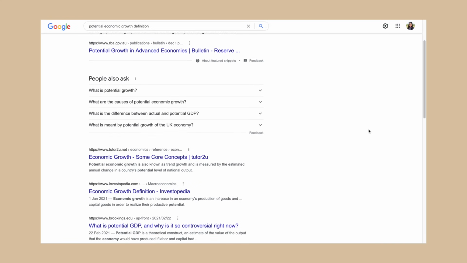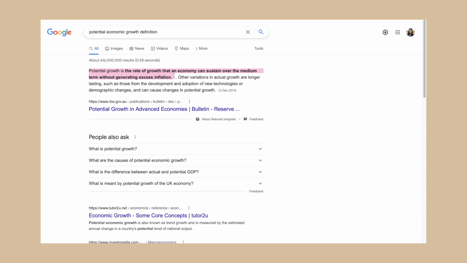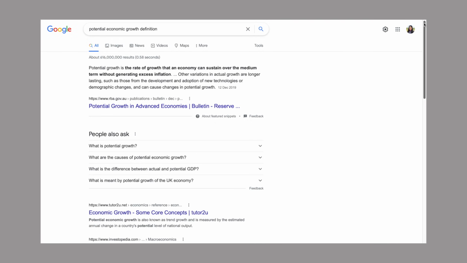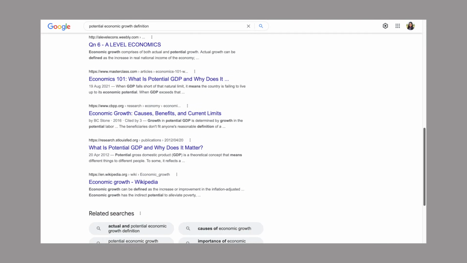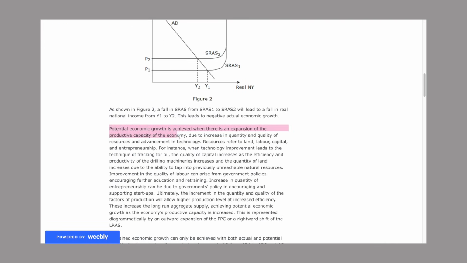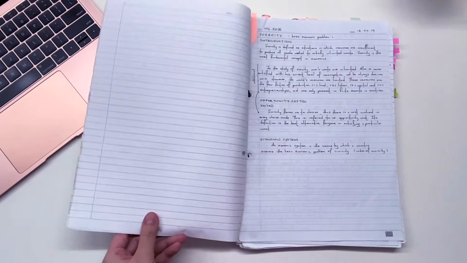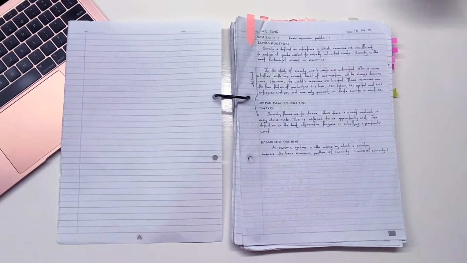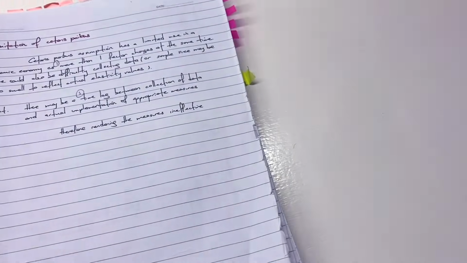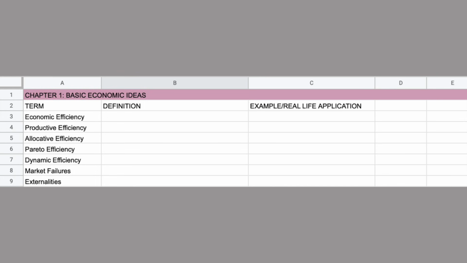Try not to use the first few search results because that means that every other student is going to write the same thing as you. Instead, go for search results at the bottom of the page, or combine sentences from different resources if you're hardworking. I did write all my definitions by hand into my notebook, but that is really time consuming, so feel free to set up your Google spreadsheet like this one I'm showing here.